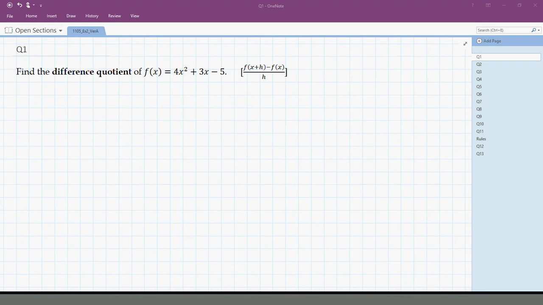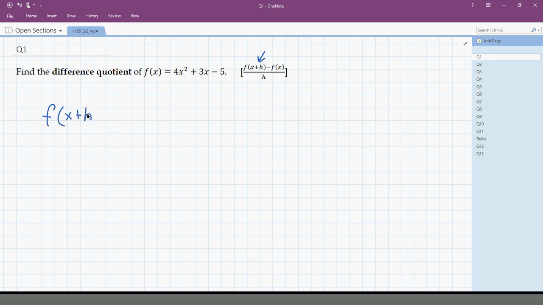For this one, we have to find a difference of quotients. So I'm going to do it in two different parts. I'm going to start by plugging in x plus h into the function. So we're going to start by doing that.